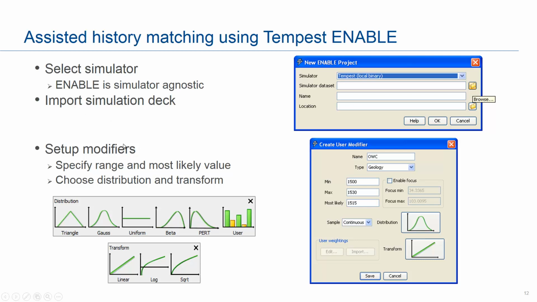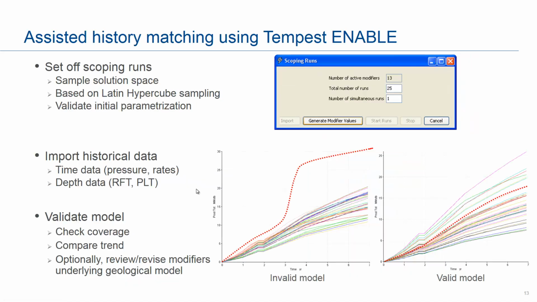and then you can set up the modifiers, which is a technical term for uncertain parameters or uncertainty parameters. You specify the ranges, and you then choose the distribution and the transform for those modifiers. Once you have done that, you fire off scoping runs, where the purpose is to sample the solution space. We use Latin hypercube sampling, where Tempest Enable will generate 1500 LHC samples and choose the best ones by maximizing the minimum interpoint distance. The whole purpose is to validate the initial parameterization.